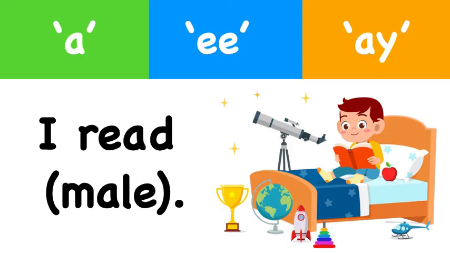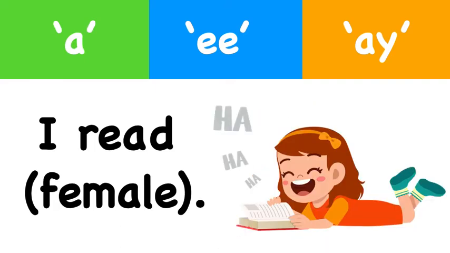First, let's practice what the ending sound of the verb would be. You have to decide whether it will end with an a, e, or a sound. The first question is, I read for a male. Would it end in a, e, or a? It would end in a because it's for a boy. What about I read for a female? A, e, or a? E, because it's for a girl.